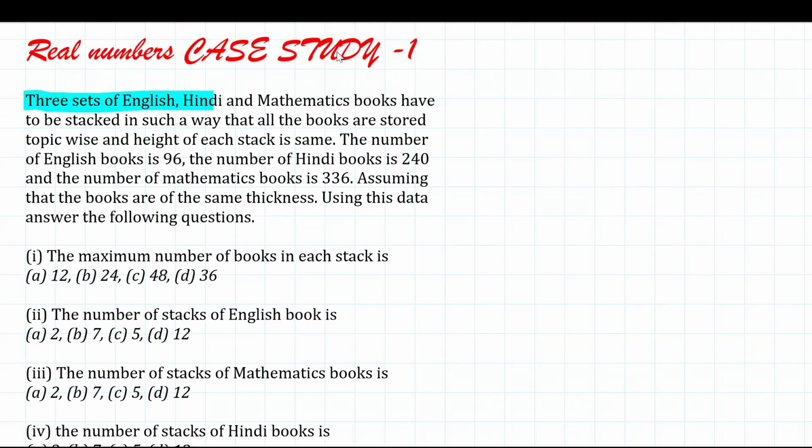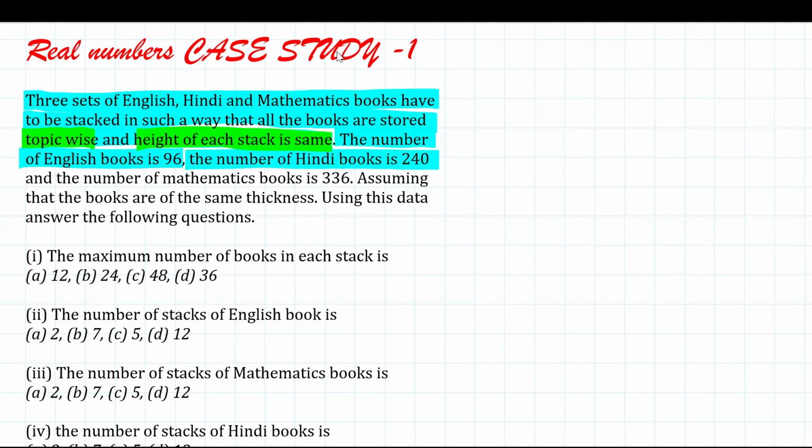It says three sets of English, Hindi and mathematics books have to be stacked in such a way that all books are stored topic wise and the height of each book is the same. Now it's important to understand that the height of each book is the same and books have to be arranged topic wise. They further say that the number of English books is 96, that of Hindi is 240, and the mathematics is 336. So we have these books numbered as 96, 240, and 336.